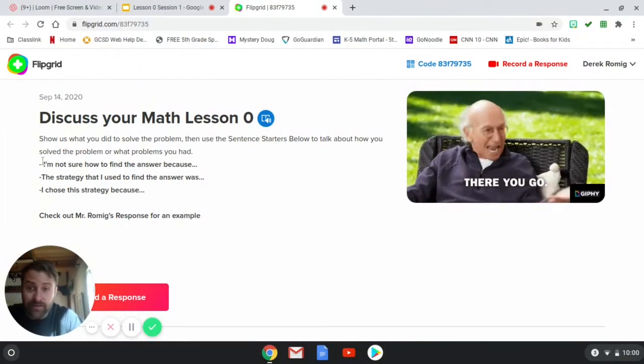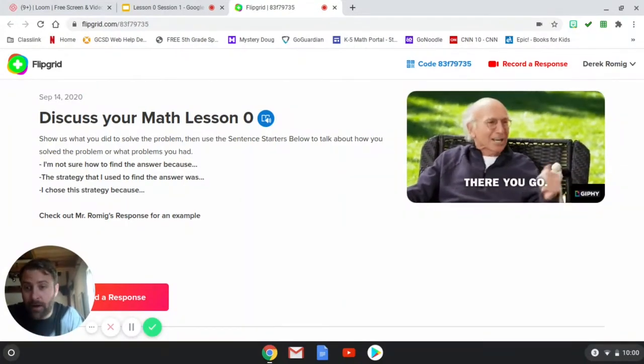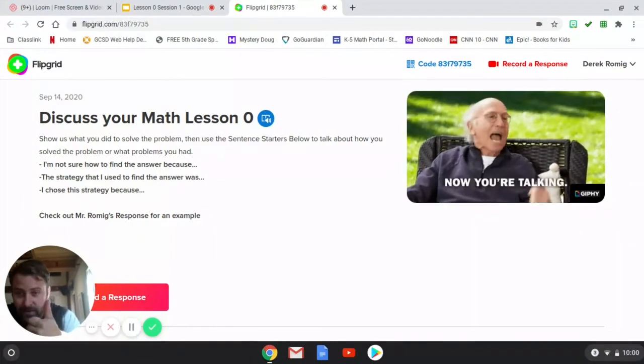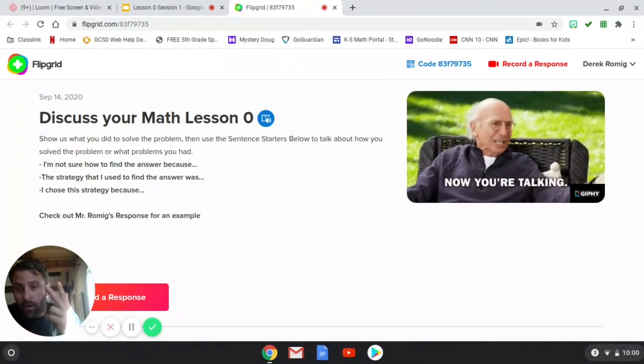So these directions say to show us how you solve the problem, then use the sentence starters below to talk about how you solved the problem or what issues you had. And the sentence starters are, I'm not sure how to find the answer because, the strategy that I used to find that answer was, or I chose this strategy because.